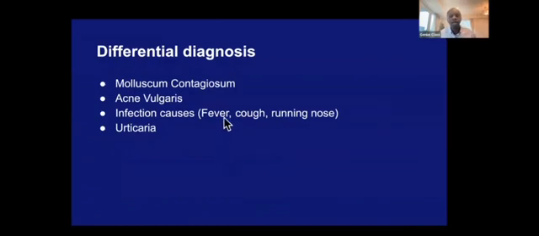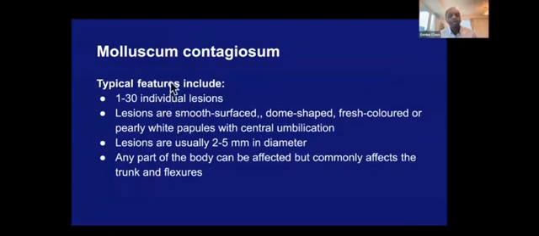Then consider the differential diagnosis of Molluscum Contagiosum, acne vulgaris, other infections, remembering to cover the fever, the cough, the running nose, urticaria, thinking about the allergy, of course. Then you have to ask the typical symptoms of Molluscum Contagiosum, which usually include 1 to 30 individual lesions. Lesions are smooth-surfaced, dome-shaped, flesh-colored or pearly white papules with the central umbilication.